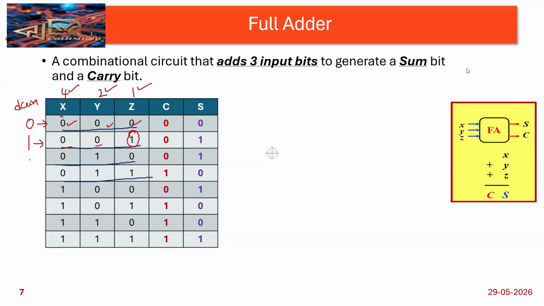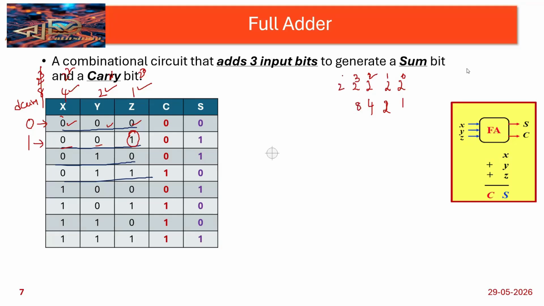Sir, how did 4, 2, 1 come? It is 2 to the power of 0, 2 to the power of 1, 2 to the power of 2, right? And if you consider 4 inputs, then 2 power 3 also, that means 8, we will get. It depends on the bits. Suppose only 2 bits are considered, then 2 power 0 and 2 power 1, that means only 1 and 2. With 3 bits, 2 power 2 also, that means 4. And with 4 bits, 2 power 3, that means 8 also we will write.